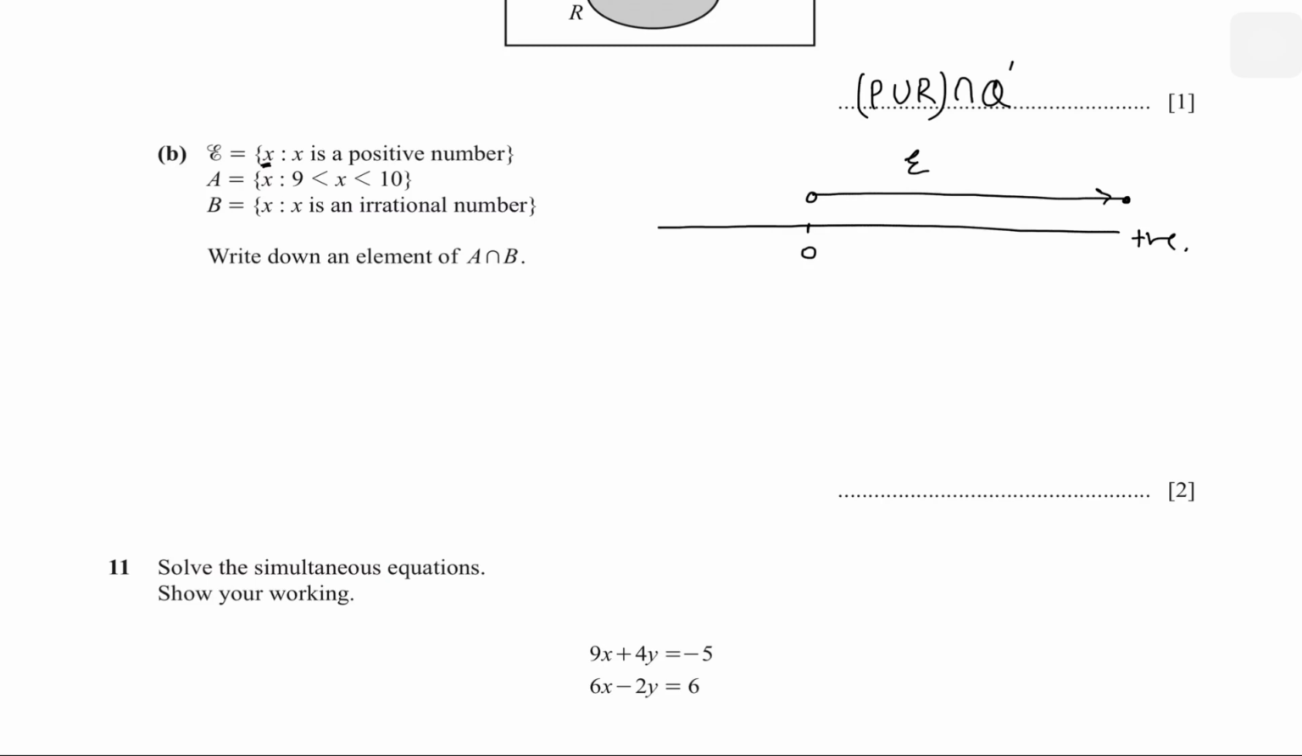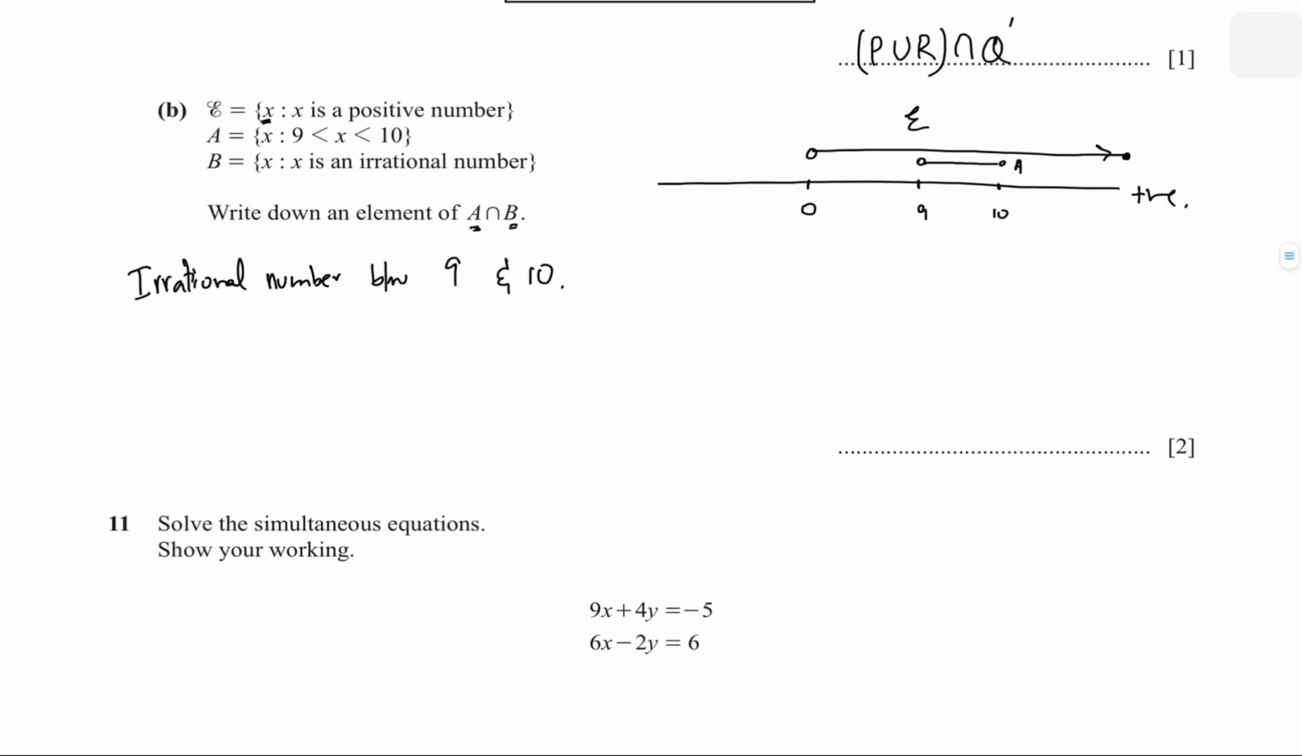Set A contains everything between 9 and 10. So this right here is set A. There you go. 9 and 10 are not included. And B is an irrational number. Okay. So if I want a number that is present in A and in set B, it has to be an irrational number between 9 and 10. So that number can be found in set A and in set B. Irrational number between 9 and 10. Now we can have multiple answers to this.